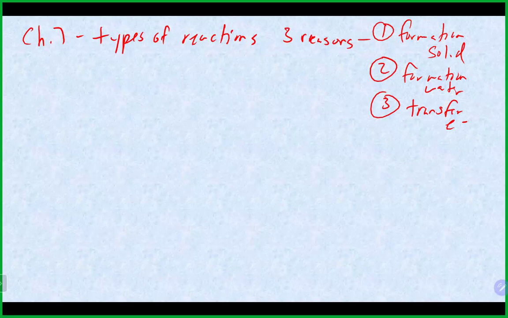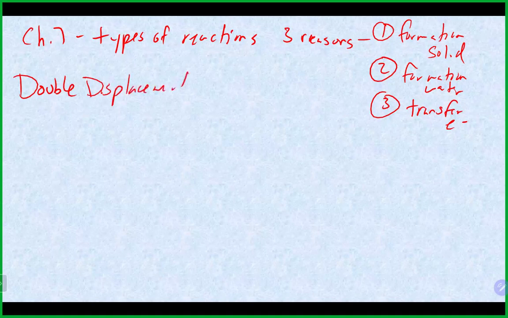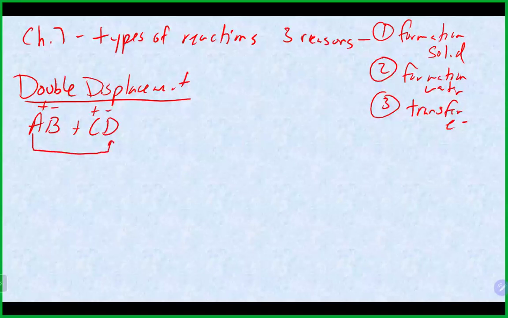Those two big classifications of reactions were double displacement reactions, which have a general formula of AB plus CD. How you recognize these is they are two ionic compounds, which means you have a positive guy and a negative guy. Always in that situation, the positive guys will switch partners. This guy will come over here, this guy will come over here, and they form two new ionic compounds on the other side.